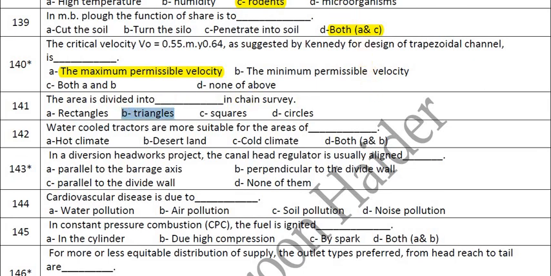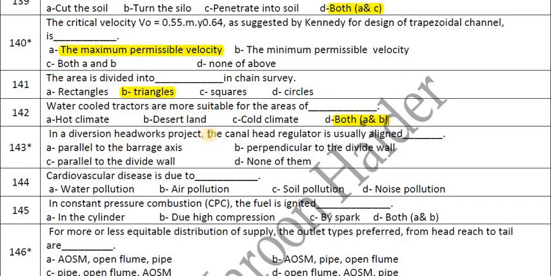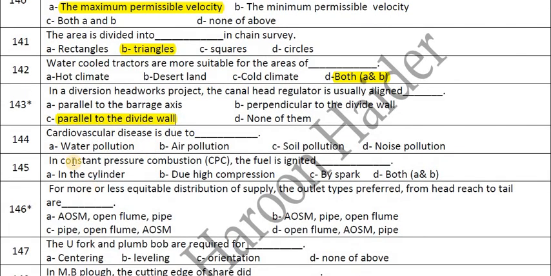The area is divided into triangles in chain survey. Water-cooled tractors are more suitable for the areas of hot climate and desert lands, so both A and B. In a diversion headworks project, the canal head regulator is usually aligned parallel to divide wall. Cardiovascular disease is due to noise pollution.